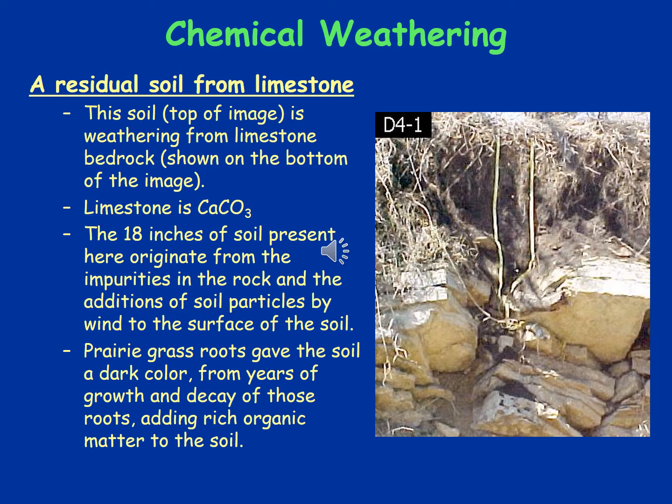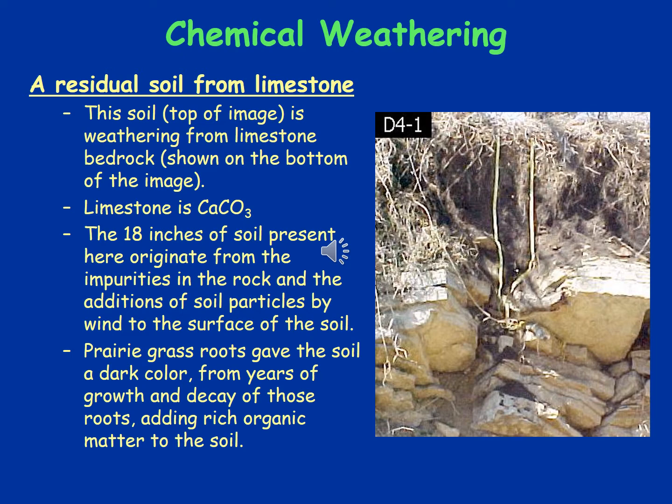The picture here shows at the top soil that has been weathered from limestone, or you could say it like this, limestone that has been weathered to help produce soil that's on top. And the limestone is shown at the bottom, the limestone bedrock at the bottom of the image. Limestone is calcium carbonate. And the 18 inches of soil present here, that's the darker brown stuff at the top, originated from impurities in the rock and the addition of soil particles by wind to the surface of the soil.